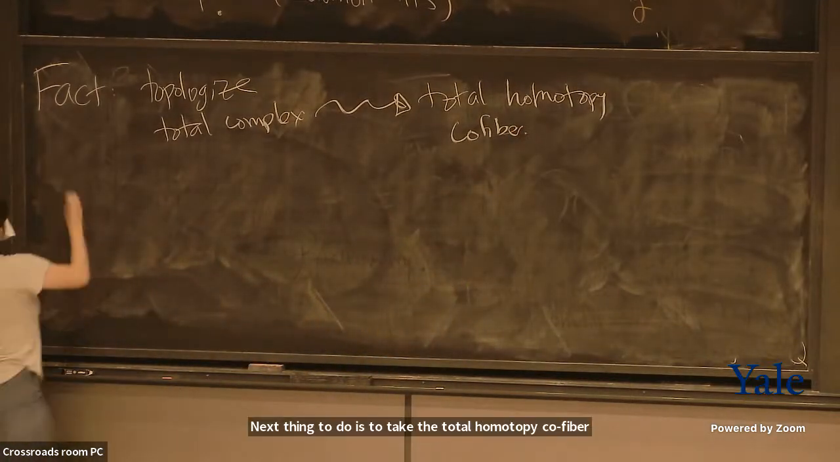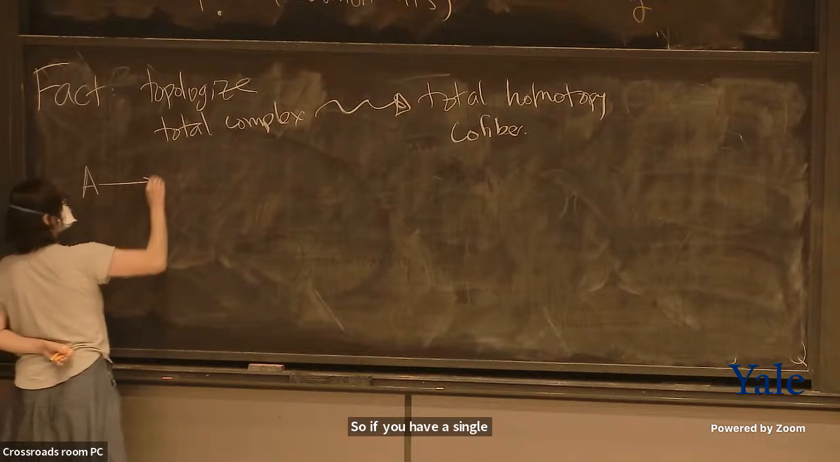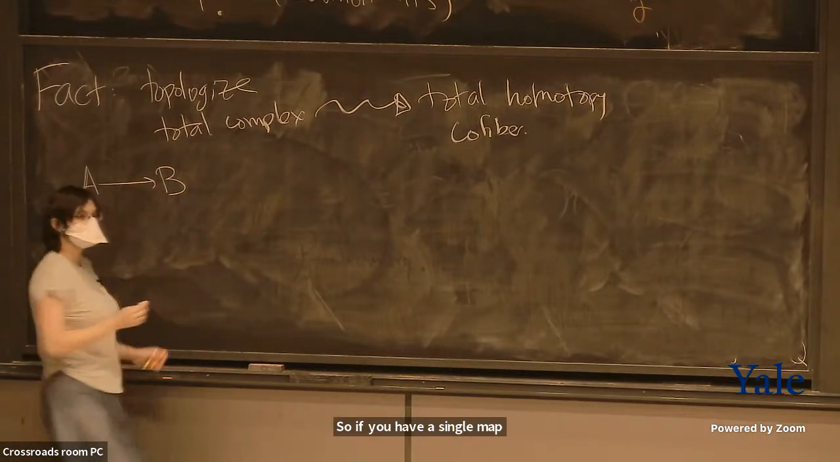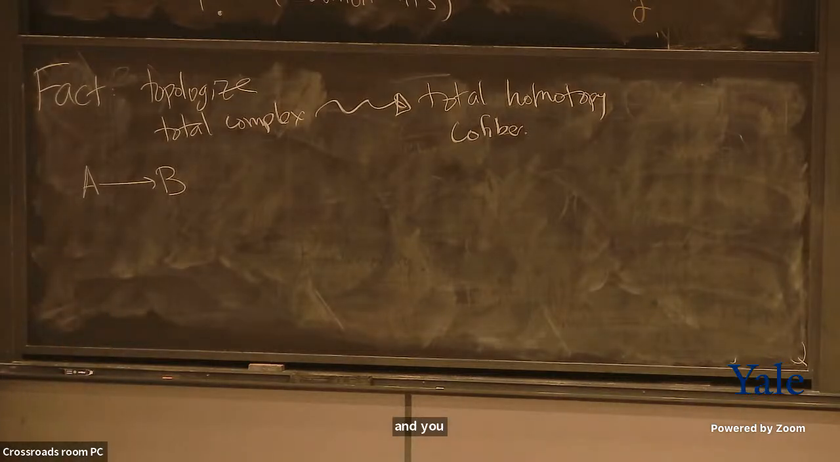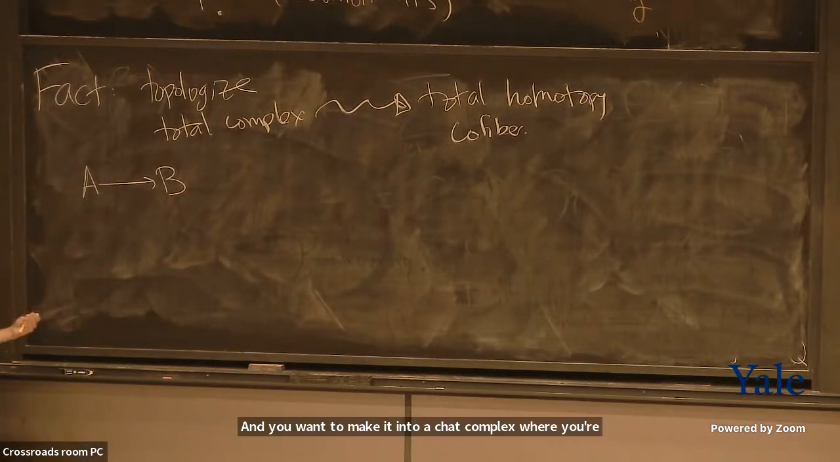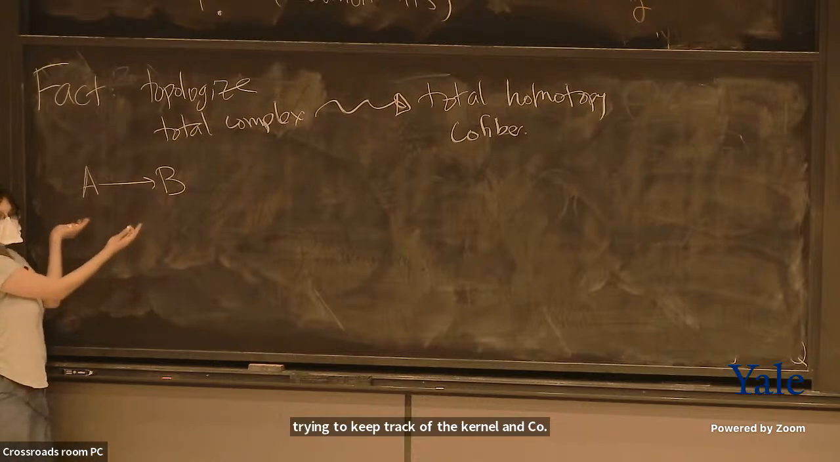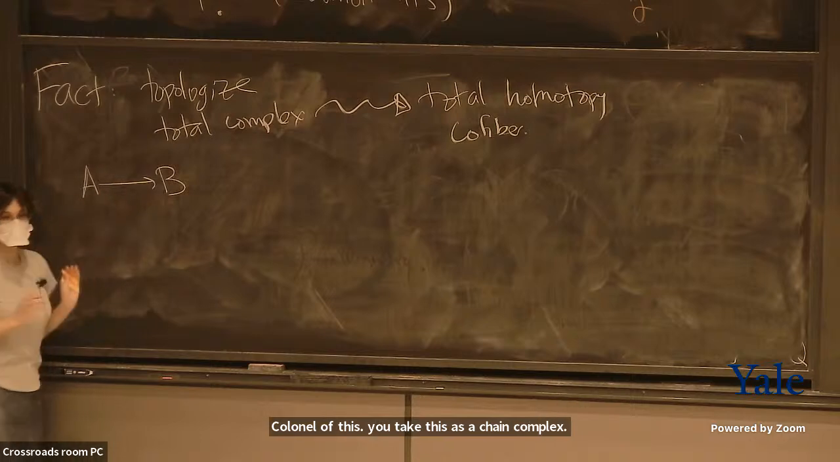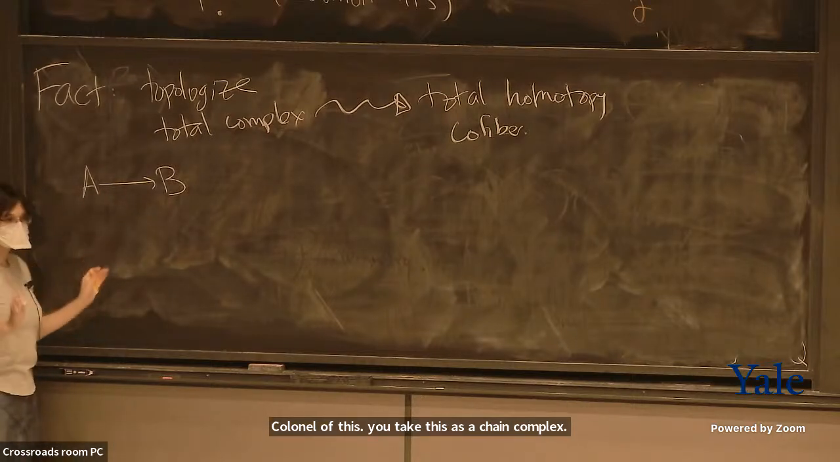So if you have a single map of groups and you want to make it into a chain complex where you're trying to keep track of the kernel and cokernel of this, you take this as a chain complex. You put this in degree 1, this in degree 0. I'm a topologist. Everything is graded homologically.